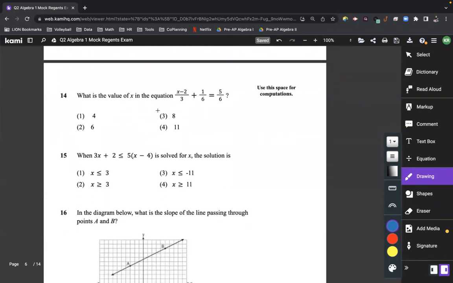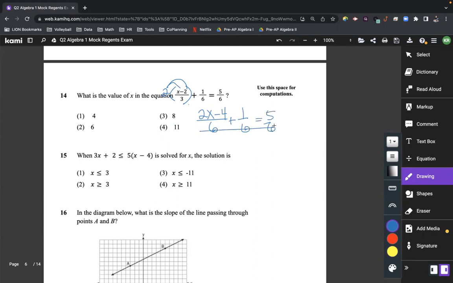14, what is the value of x in the equation now? Remember that we said that in order to solve, all the denominators have to be the same. So we got to make this 3 a 6 like these other two. And the way that I do that is by multiplying it by 2. So remember that you got to distribute at the top. So 2 times x is 2x. 2 times -2 is -4. 2 times 3 is 6. Now I can bring the rest of it down. Plus 1 over 6 equals 5 over 6.